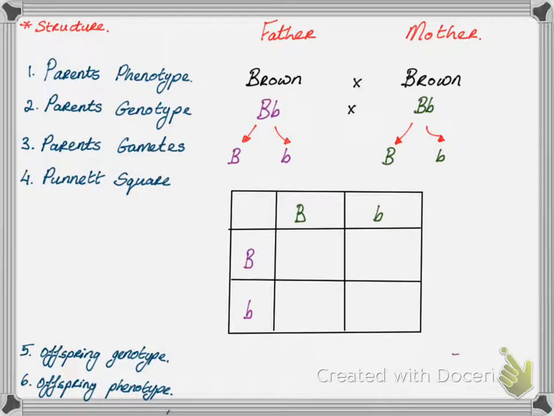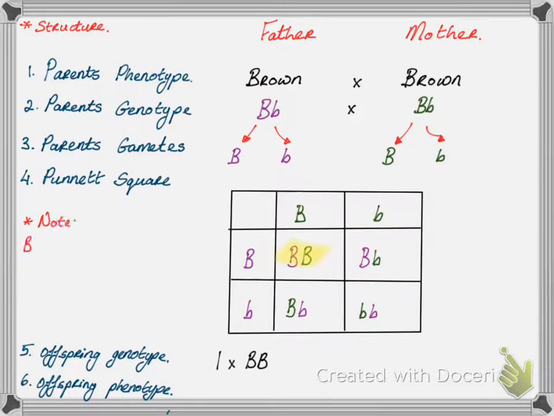Then we can look at all the possible arrangements for these gametes. So the two capital B's will give you BB, capital B's. Then it could be capital B, small b. Could be, again, capital B, small b. Or finally, two lowercase b's. So what do these actually represent?